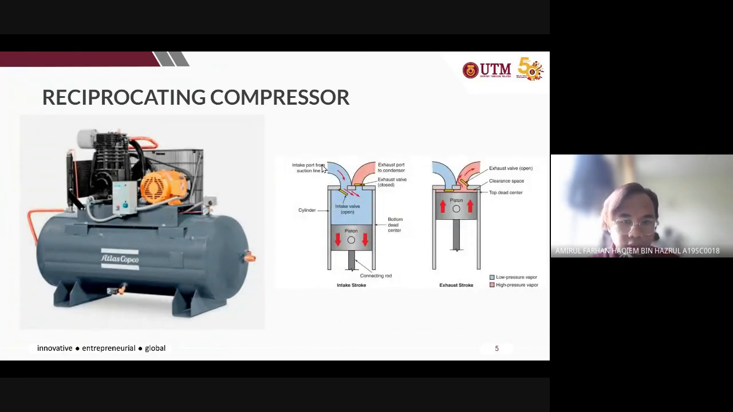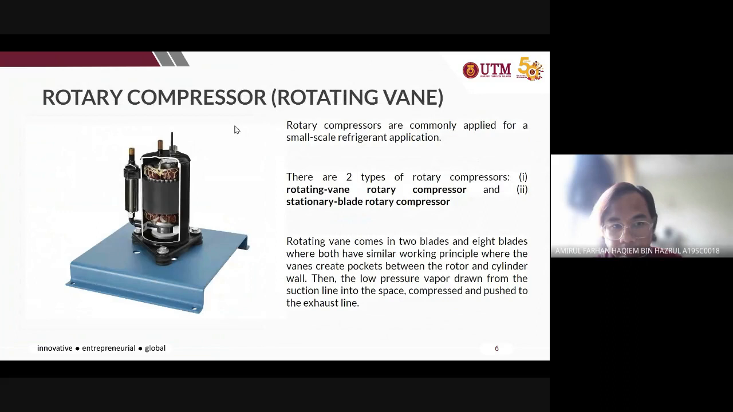So the figure on the right is what I've mentioned earlier. The low pressure vapor will flow into the cylinder from the intake valve, and this is due to the motion of the piston moving downwards. So low pressure here, and then the piston will move upward to create a high pressure region where it compresses the refrigerant vapor, and then until it has reached an optimum pressure, it will move the high pressure vapor into the exhaust valve.